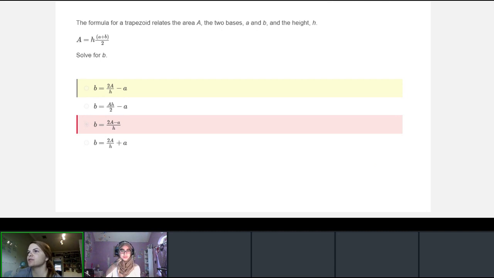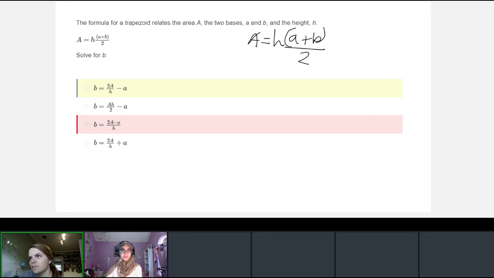Okay, let's look at this one. This says the formula for a trapezoid relates the area A, the two bases A and B, and the height H. This is just telling you what all those letters mean. Solve for B. So this one, I'm going to rewrite it over here. A equals H times (A plus B) divided by 2. You were on the right track, you almost got it.